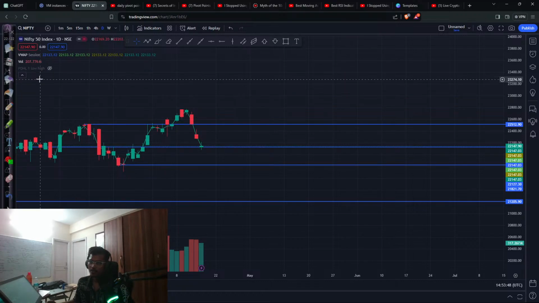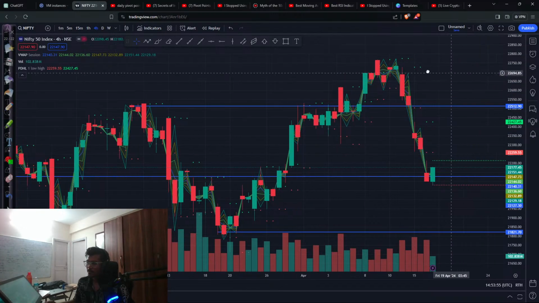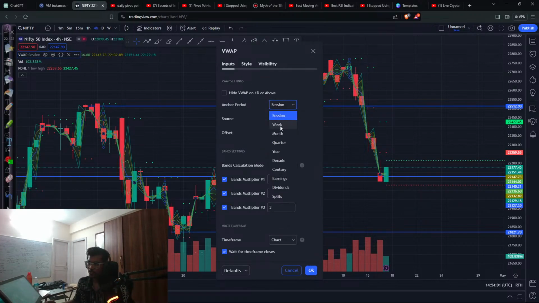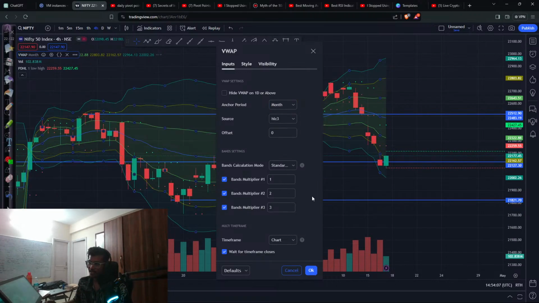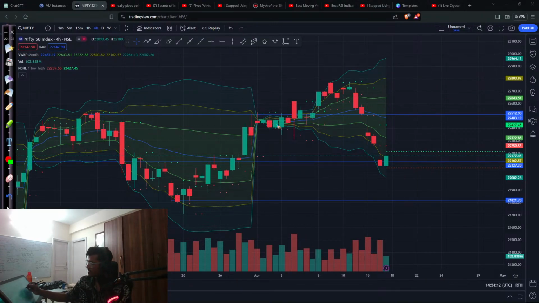So let's get it off. Go to the lower time frame. Okay. This volume session, we can apply it on weekly as well. If you know sessions like week, we can apply the weekly VWAP, or even monthly. I like to keep the monthly on a higher time frame, so that we see where it's going, you know.